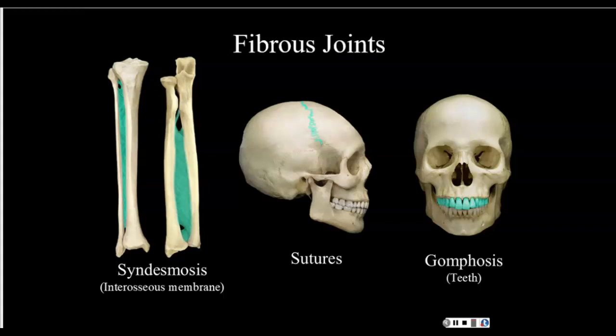So on the left we have our syndesmosis fibrous joint. You can see the green, that's the ligaments between the ulna and radius here, and then also the tibia and fibula. Sutures are going to be the joints between the flat bones of the skull, and then gomphosis are going to be the teeth.